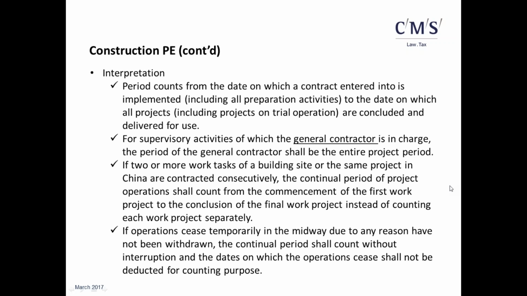They happen consecutively. The worker needs to do the piping work first, and subsequently they continue with the building work. So these two work tasks should be counted together for the assessment of whether the 6 months or 12 months is reached.